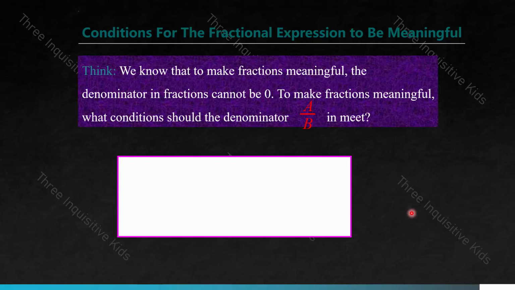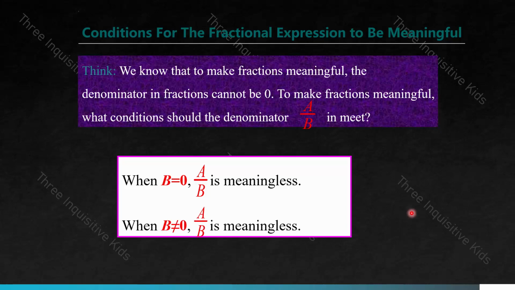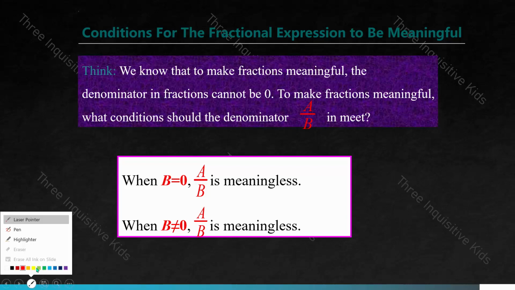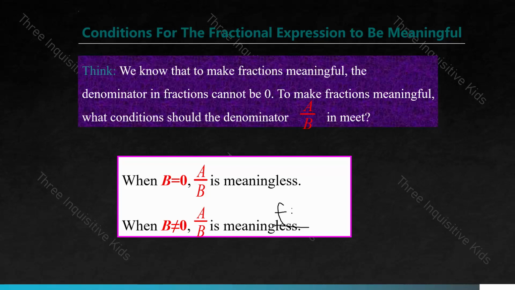And now, since we are starting to have variables on the denominators, there are some conditions that we have to rule out first to let you understand when a fractional expression is meaningful. Because when denominators have variables, that just allows a lot of different possibilities to exist. So in the form a divided by b, since b is the denominator, when it equals 0, a divided by b is meaningless. When b is not equal to 0, this expression is meaningful.